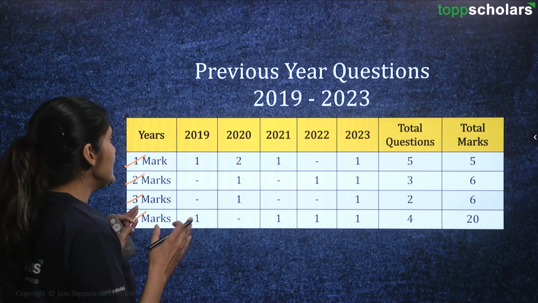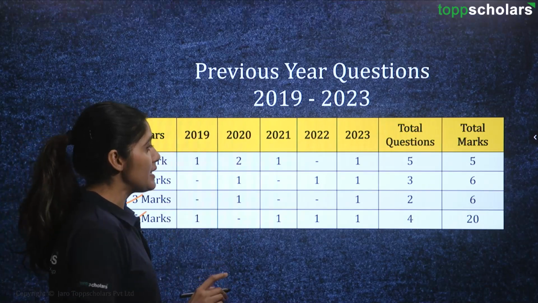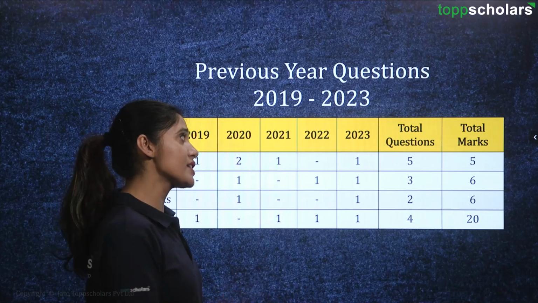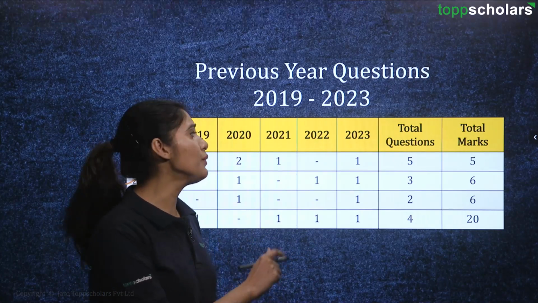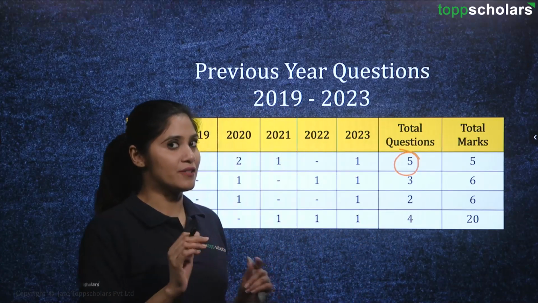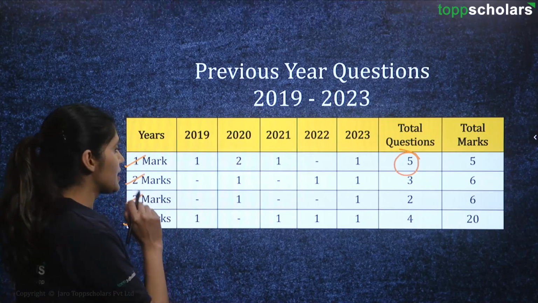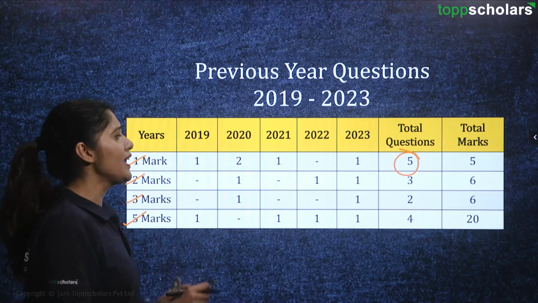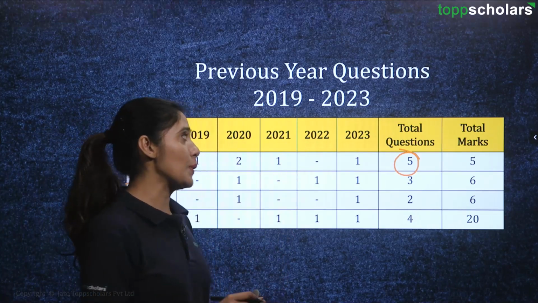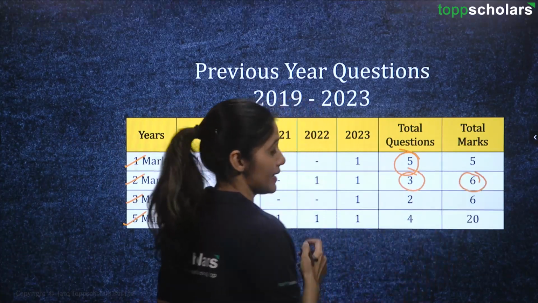In 2019 we had one question of 1 mark, in 2020 we had 2 questions of 1 mark, in 21 we had 1 question, and in 23 again we had 1 question. So we got a total of 5 questions in the last 5 years, which can get you 5 marks. In 2 marks questions, we had 1 question in 2020, 1 in 22 and 1 in 23. So we got 3 questions and a total of 6 marks.